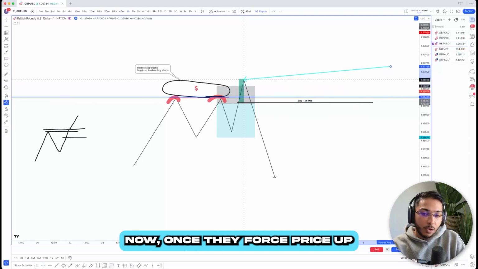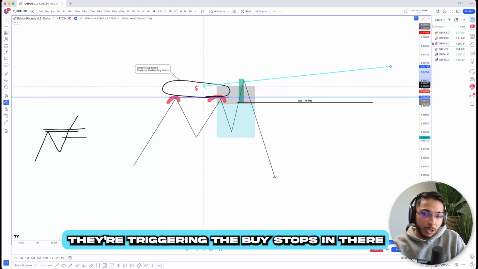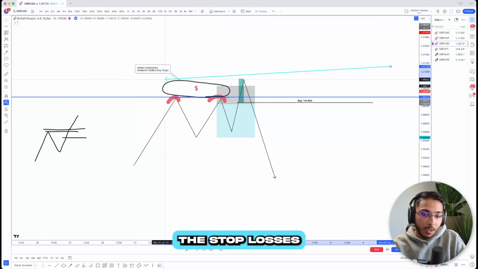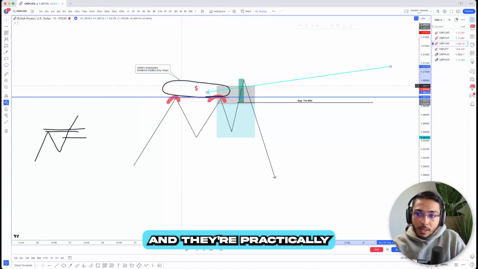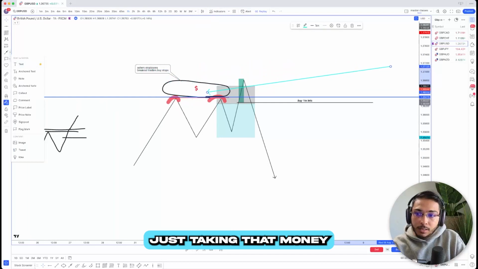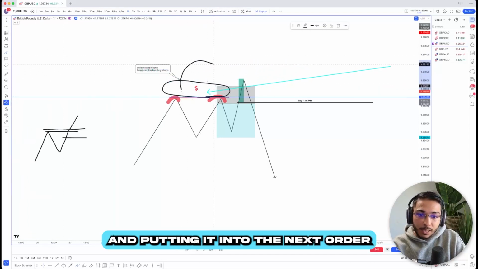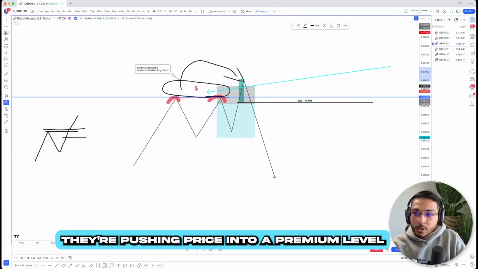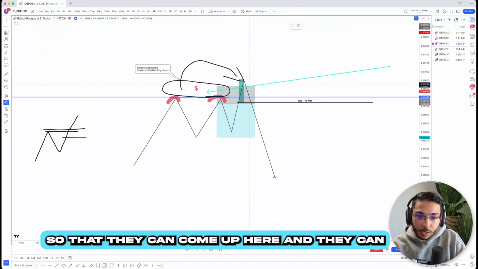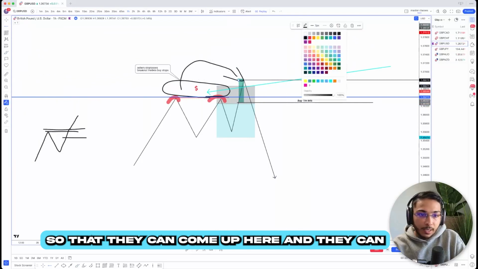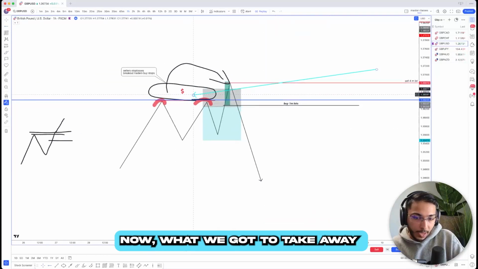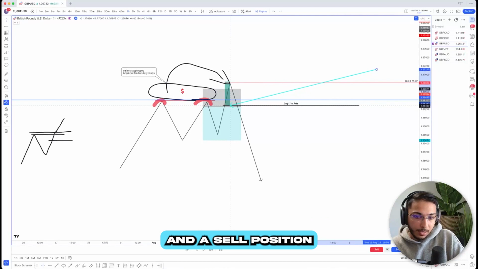Now, once they force price up, what's happening? They're triggering the buy stops and they're hitting the sell stops, the stop losses. So the stop losses are getting hit, and they're practically just taking that money and putting it into the next order, right? So they're pushing price into a premium level so that they can, you got it, let's say sell. Let's say they sell 4 million lots. Now, what we got to take away is now we have an open buy position and a sell position.